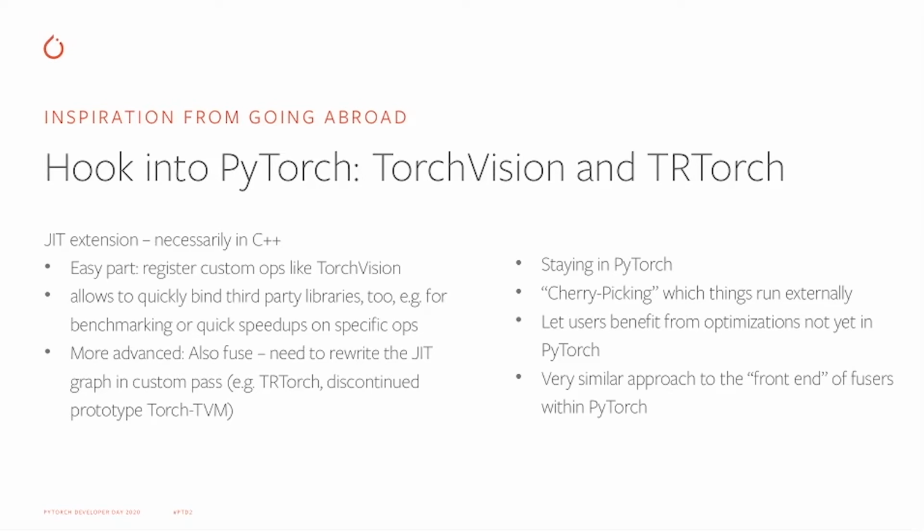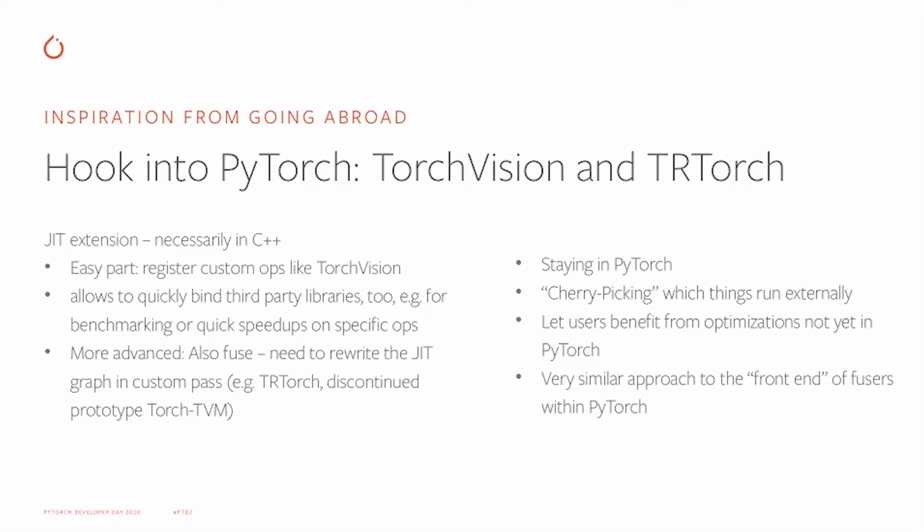There also is a more advanced use, where you can fuse operations together, combine them in order to save writing intermediate results to memory. And for this, you need to rewrite the JIT graph in a custom pass. For example, TR-Torch does that, and so did the prototype of Torch TVM that existed for a while.